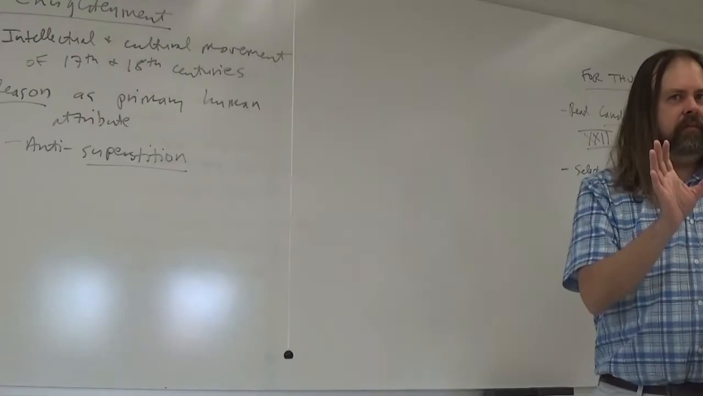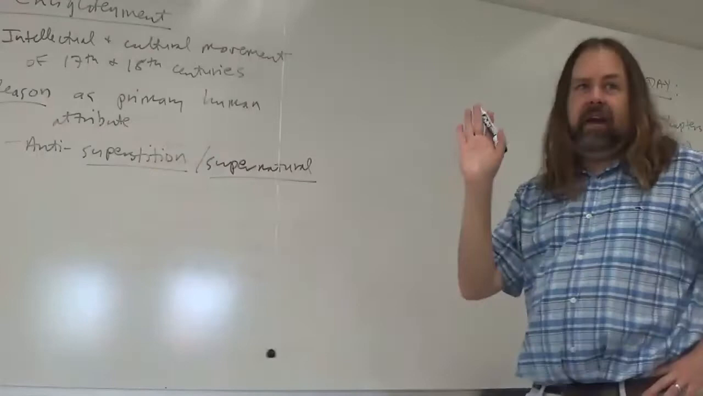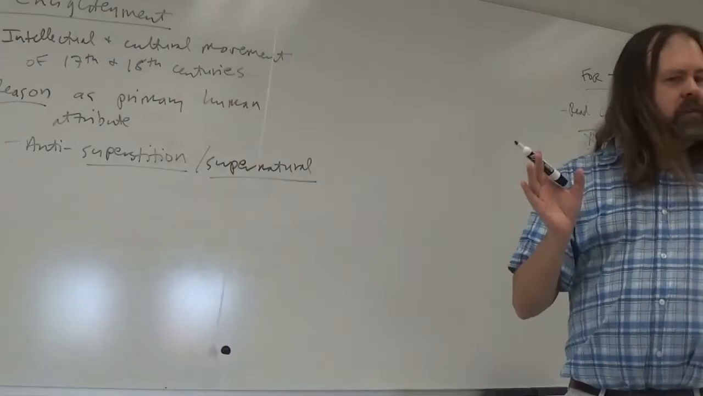So Enlightenment philosophers tend to be anti-superstition and anti the supernatural, right? Even a lot of their ideas of religion are largely stripped of things like angels and devils. They are pro-free expression.